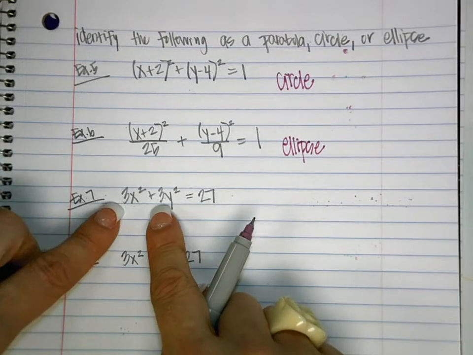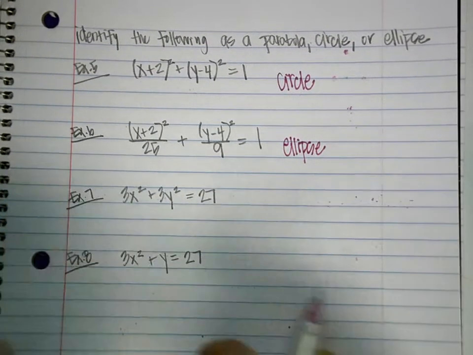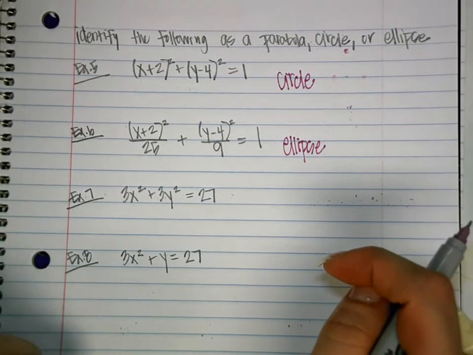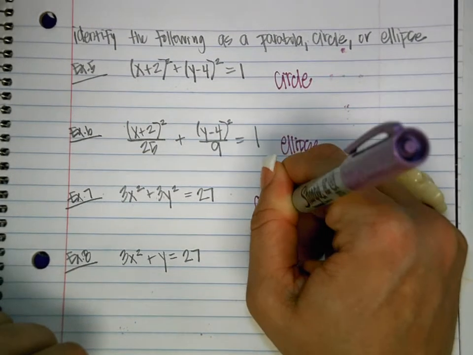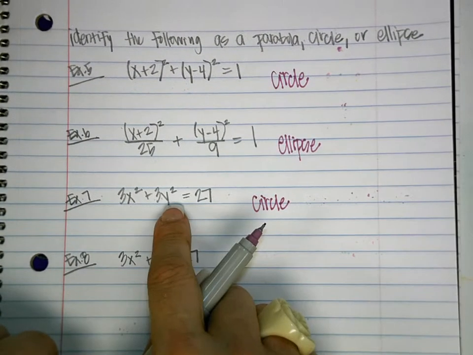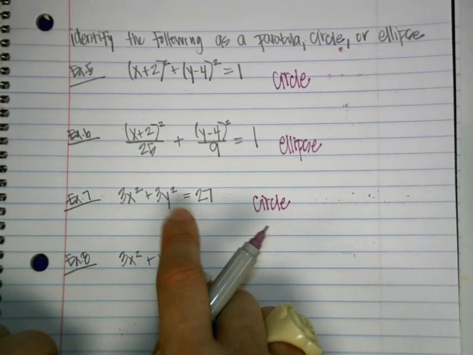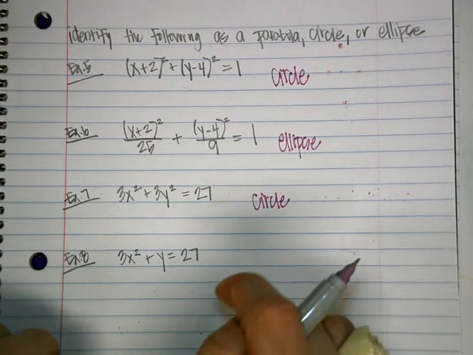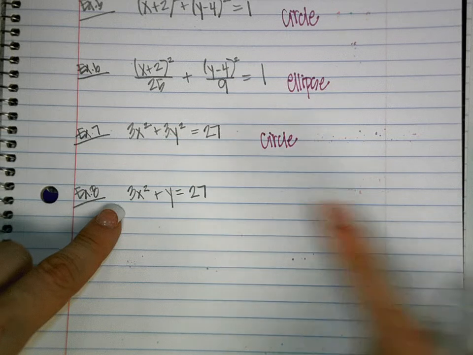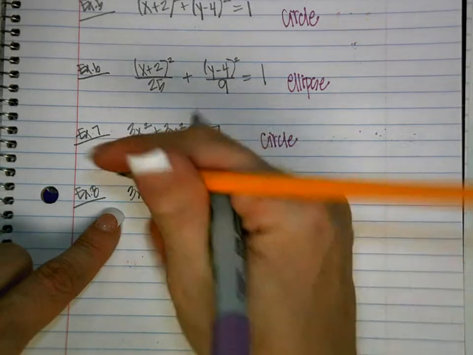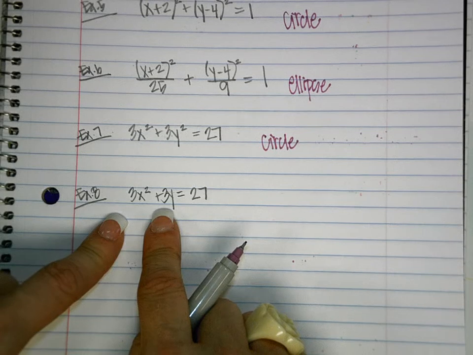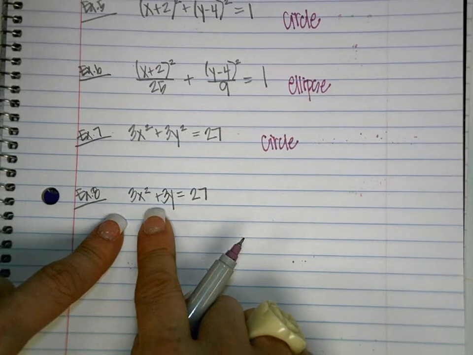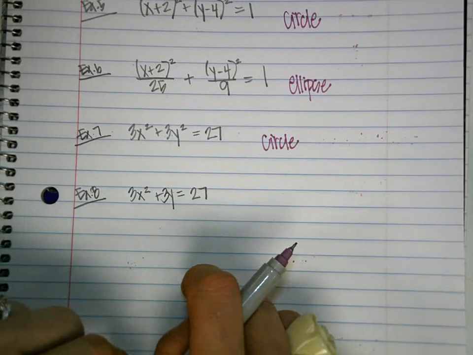Same denominator equal to 27. Circle. Okay. Same denominator, both plus both squares, so equals a circle. Okay. Same coefficient, there should be a 3 there. Same coefficient equals 27, plus in between, 1 square is a what? That is a parabola.